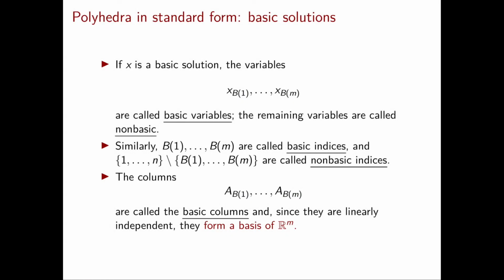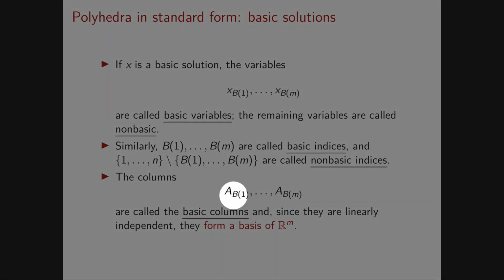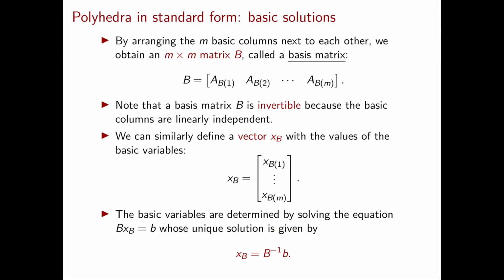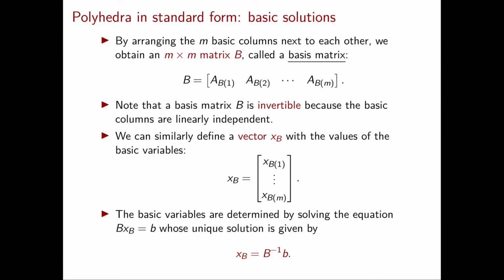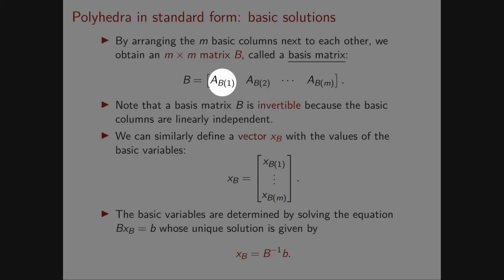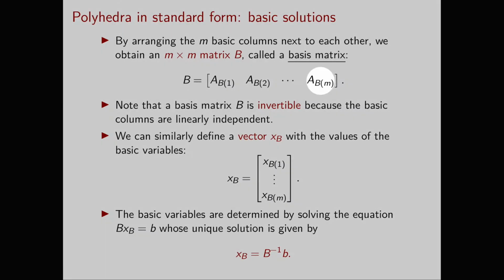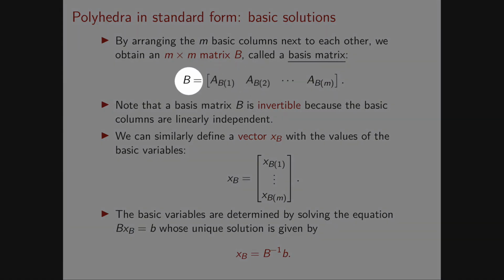It's important to realize that the basic columns are vectors in R^m, and also, since they are linearly independent, they always form a basis of R^m. Next, I want to define the basis matrix. The basis matrix is simply the matrix obtained by arranging all the basic columns next to each other, so A_B1, A_B2 until A_Bm. Such a matrix will always be denoted by capital B.